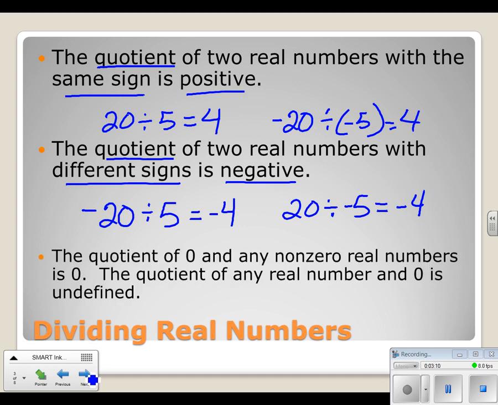The quotient of 0 and any non-zero real number is always going to give you 0. The quotient of any real number and 0 is undefined. So just remember, the quotient of 0 and any non-zero real number, like 8, you will always get 0. So 0 divided by any non-zero real number will always give you 0. However, the quotient of any real number, such as 8, and 0 is undefined. You're not going to divide some value by nothing. You would get an error in your calculator.